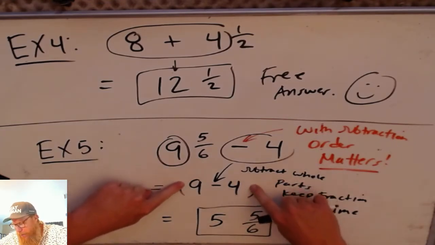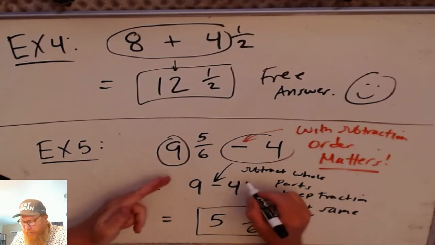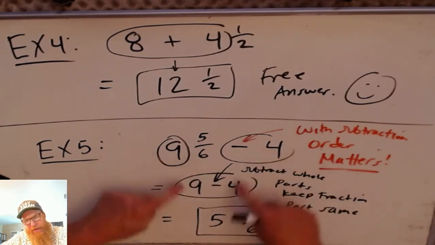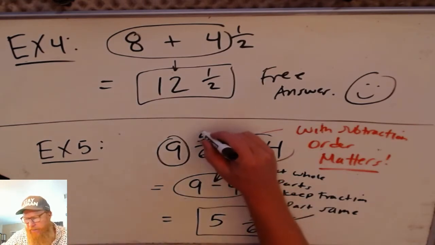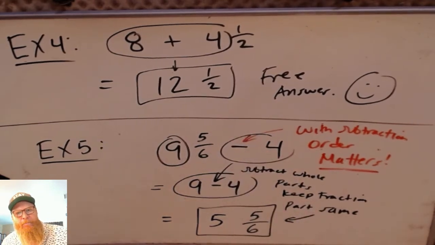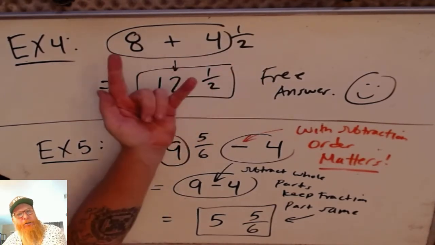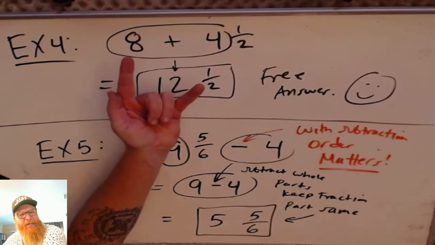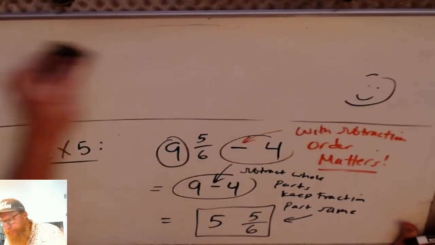You really don't need the parentheses. I was just using them as a grouping symbol to show you that the 9 and the 4 are combining to become 5. And then keep the fraction part the same: 5/6 is still 5/6. So with addition, the order can be changed and you would still get the same value. With subtraction, that's not true.